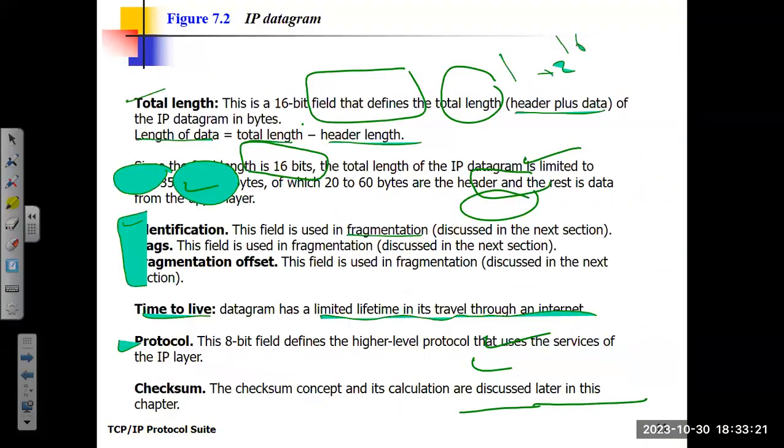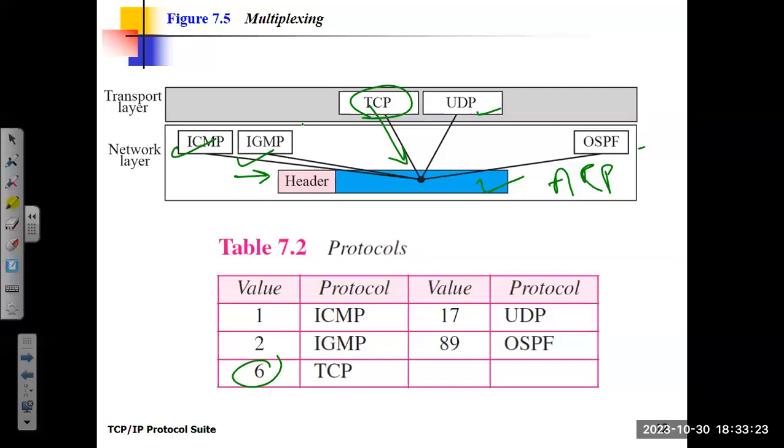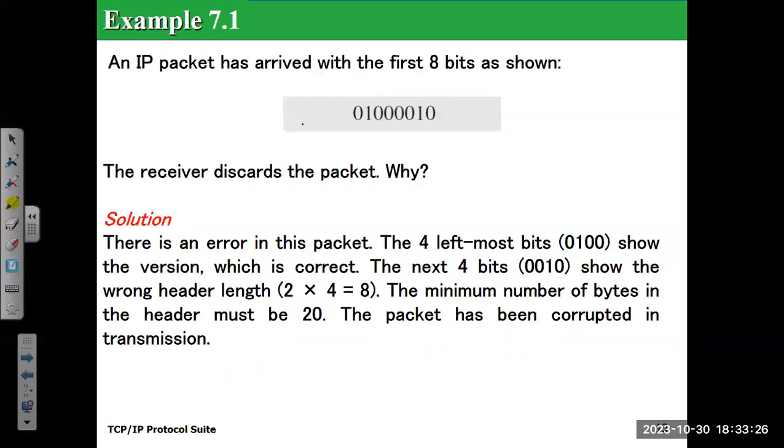All right. Now, let's do some examples very quickly. I received a packet like this. That's the first 8 bits of the header, correct? So remember, the first 4 bits are for what? The IP protocol version. So what is this one? 0100. 0100 is version number 4, correct? Correct. We have a protocol, so that means that's fine.